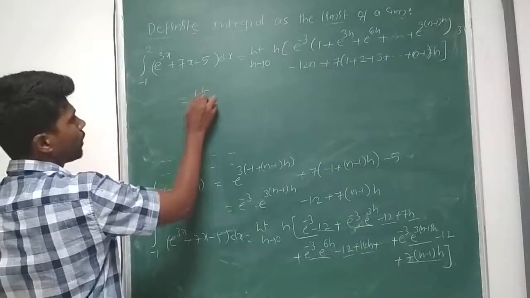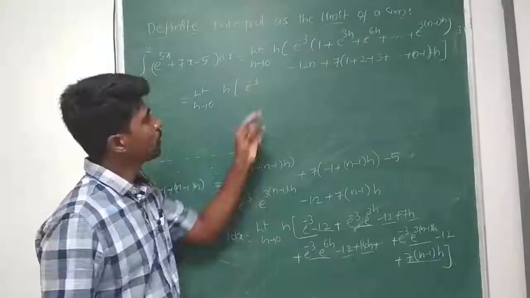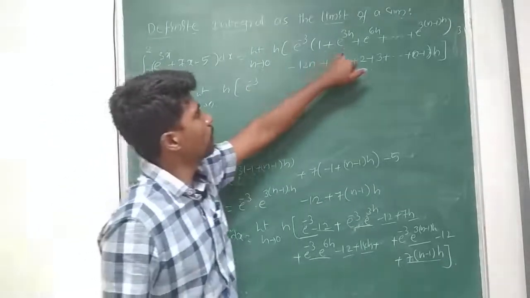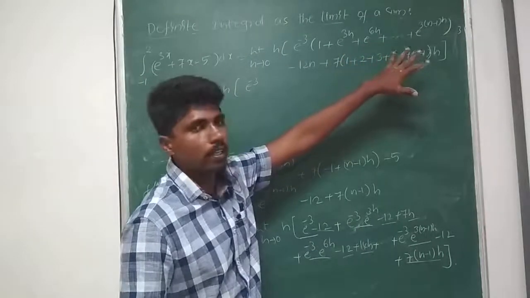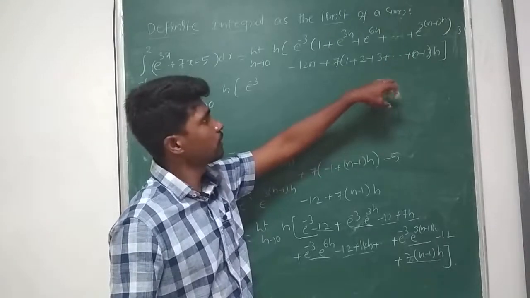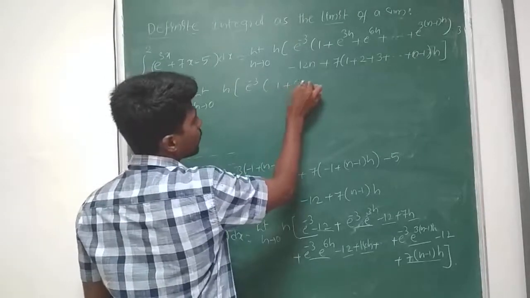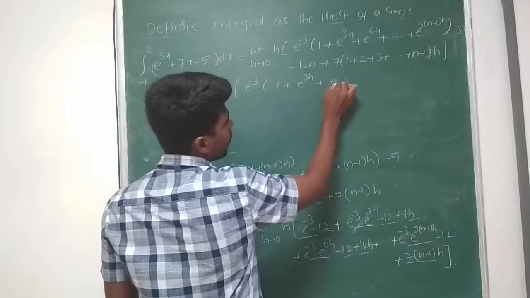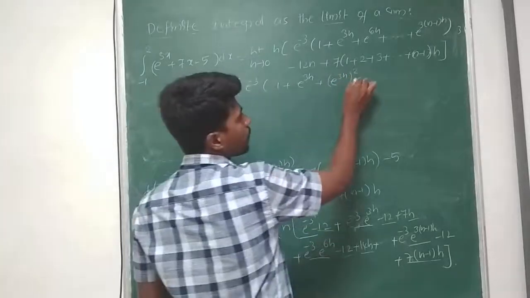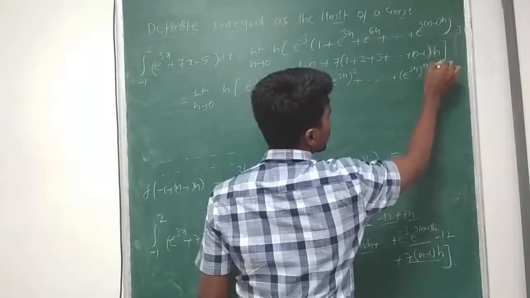So limit h tending to 0, h into e power 3 common, e power minus 3 common. So next I have 1 plus e power 3h, e power 6h plus and so on, e power 3 into n minus 1 h. Still, if I want to simplify this, I can write e power minus 3 times 1 plus e power 3h plus e power 3h whole square plus and so on plus e power 3h whole power n minus 1.